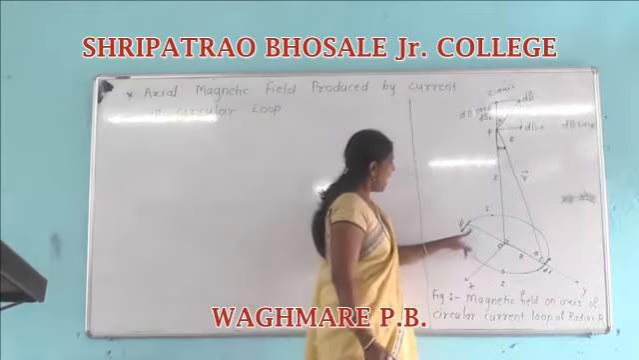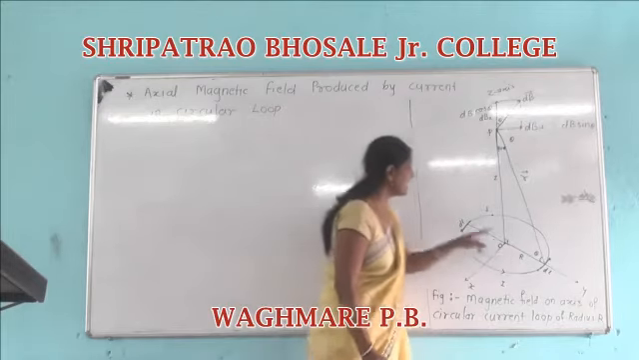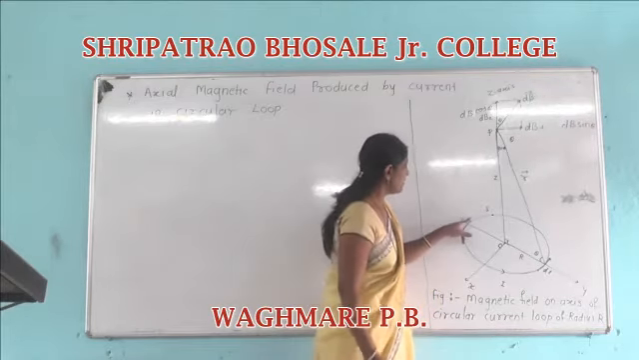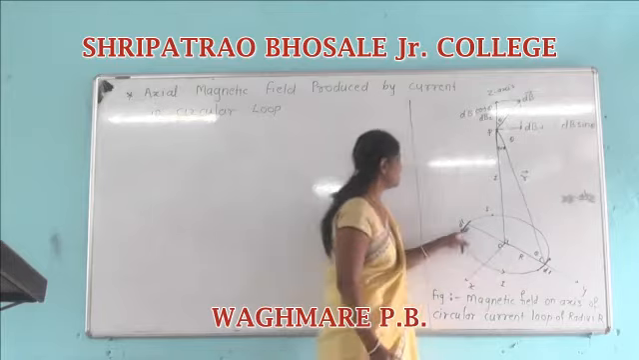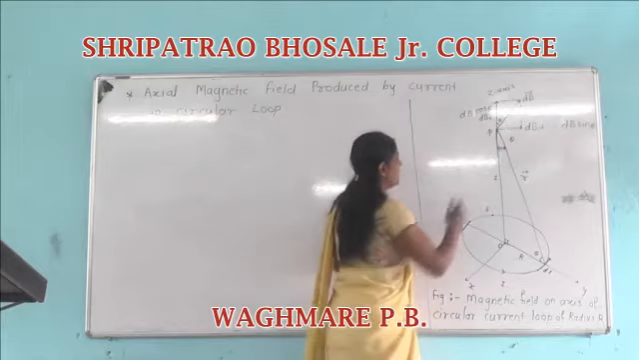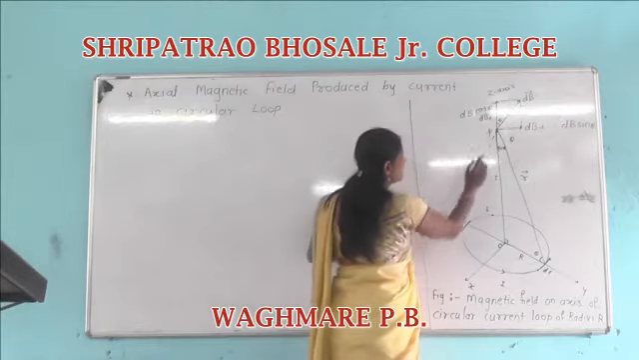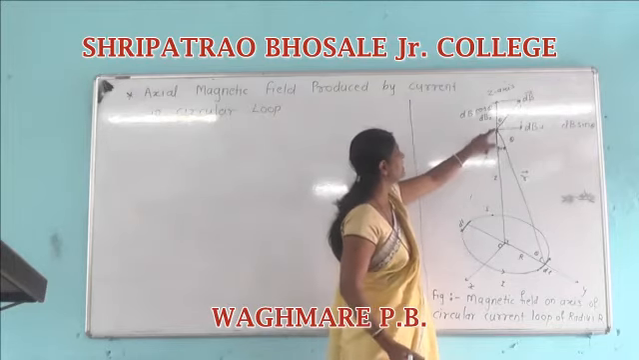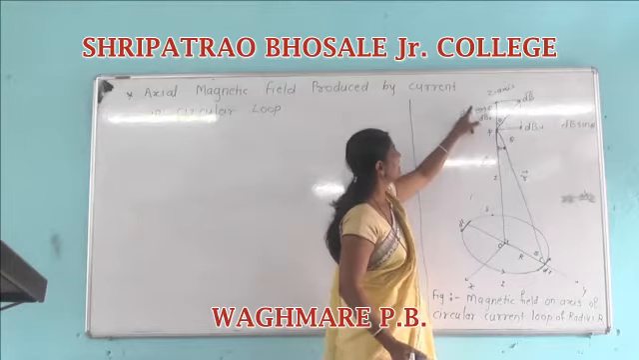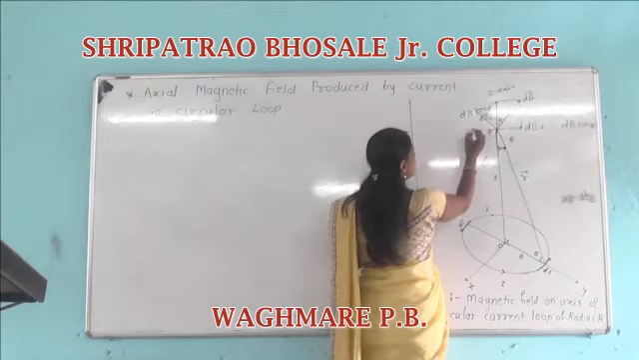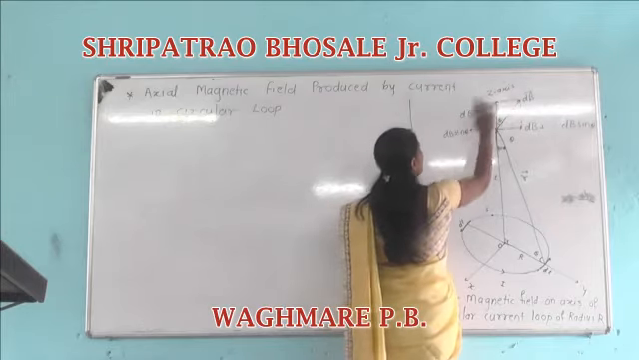When we consider another small element which is exactly on the opposite side of this element dl, and the current in this small element is opposite as shown, then we can show the r here like this. Then the magnetic field due to the small element, that is dB, will be in this direction. The components of this dB will be like this: dB sin theta, and this component will be dB cos theta.